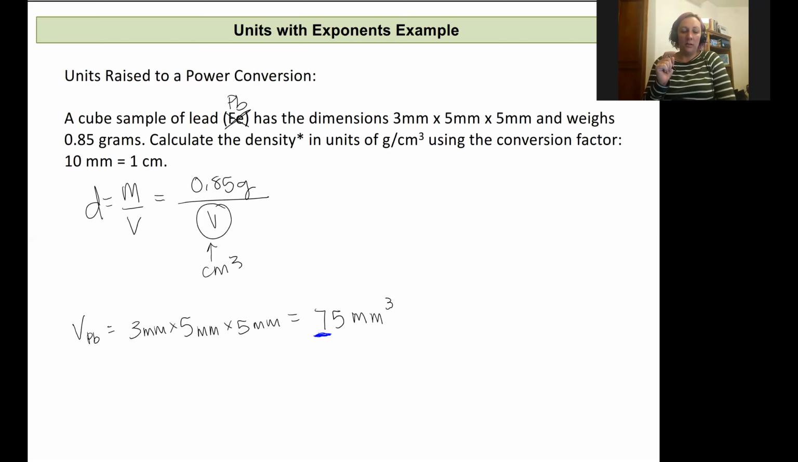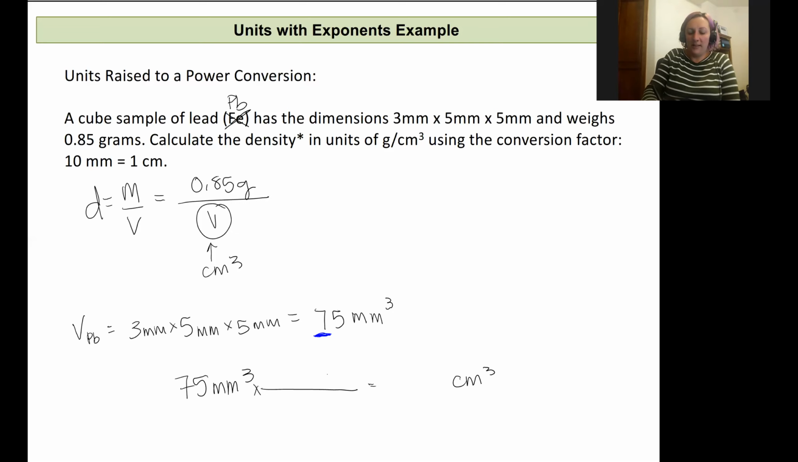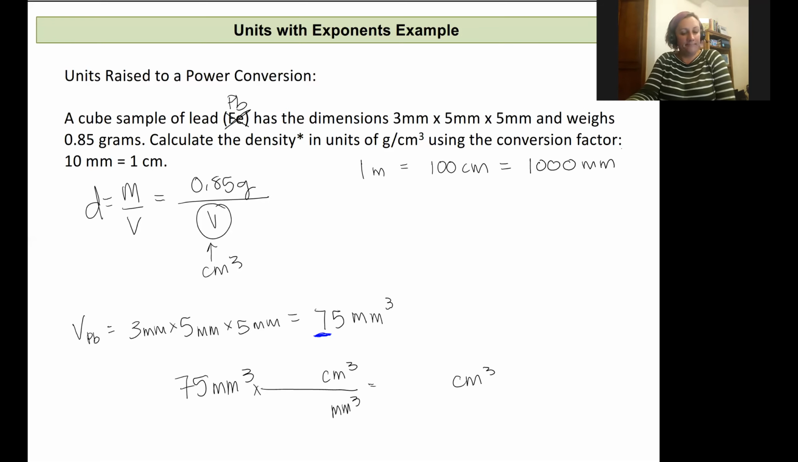Okay, so now we need to convert that 75 millimeters cubed into centimeters cubed for our problem. So I'm going to want my centimeters cubed on the top and my millimeters cubed on the bottom. And to plug in that conversion, I don't have it. I do know that 100 centimeters is equal to 1 meter, which is equal to 1,000 millimeters. I can reduce this and say that 1 centimeter is equal to 10 millimeters.